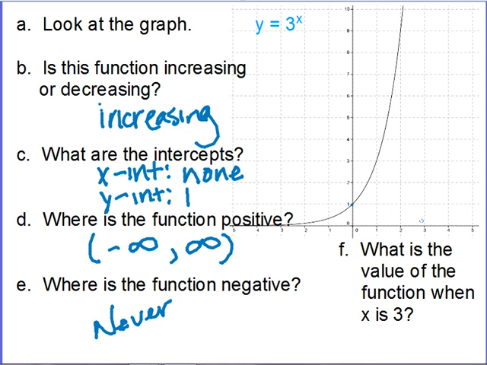And this time, what's the value of the function when x is 3? In other words, when x is 3, what is the y value? This is clear off the chart, so it's kind of hard to tell. So sometimes I can simply take my x value and put it into my equation. 3 to the third power is 27.